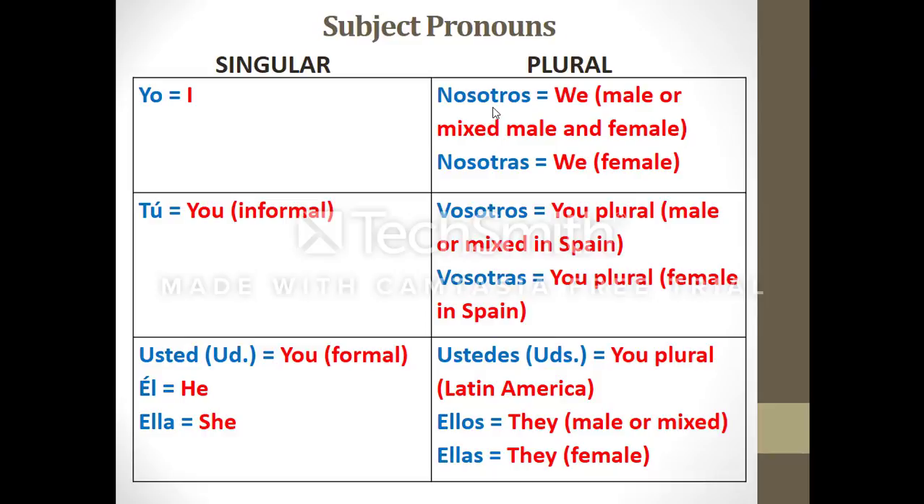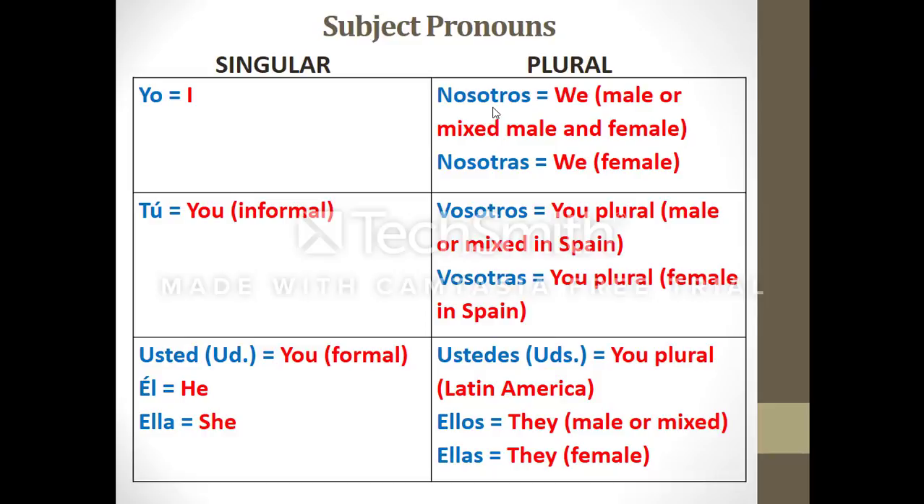Vosotros and vosotras both mean you, plural, so it's like saying you all or you guys. Vosotros is all male or mixed males and females. And vosotras is you, plural, if it's all males. Or sorry, excuse me, all females. And notice it's in Spain only that vosotros and vosotras is used, okay?